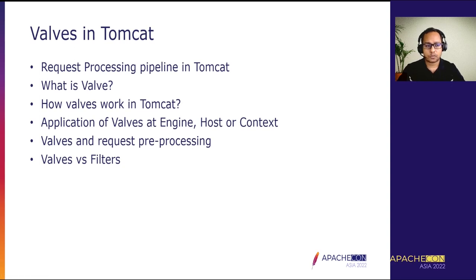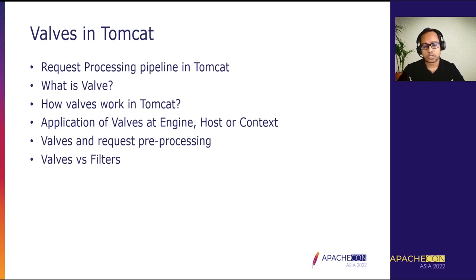Before we start explaining the valve, let us understand what a request processing pipeline in Tomcat is. The request processing pipeline is similar to a chain of responsibility in object-oriented design, where a request that comes to Tomcat goes through a series of components in sequence. It can be explained as a request pre-processing chain before the request is processed by the application that is deployed in Tomcat.